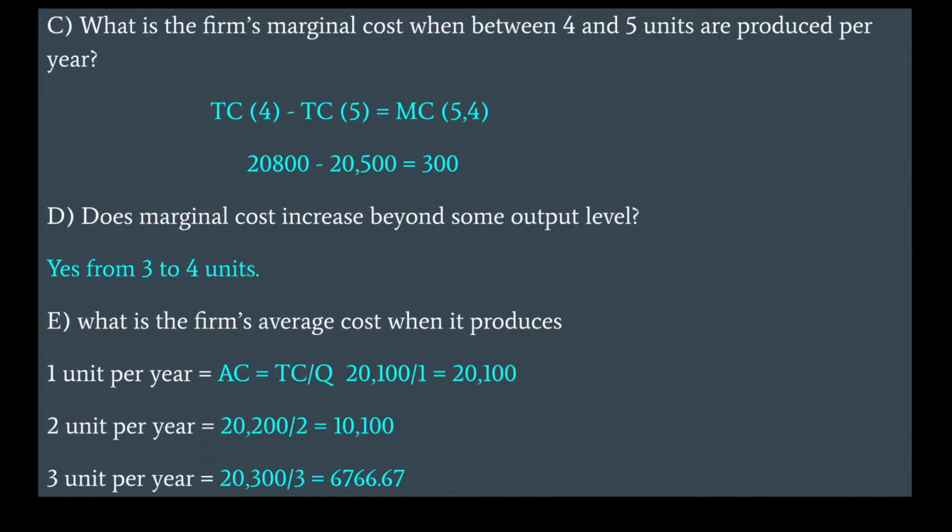What is the firm's average cost when it produces 1 unit per year? So the average cost is the per unit cost. When it produces 1 unit per year, it is calculated by total cost over quantity produced, which is 20,100. Second unit, 10,100, and third unit is 6,766.67.